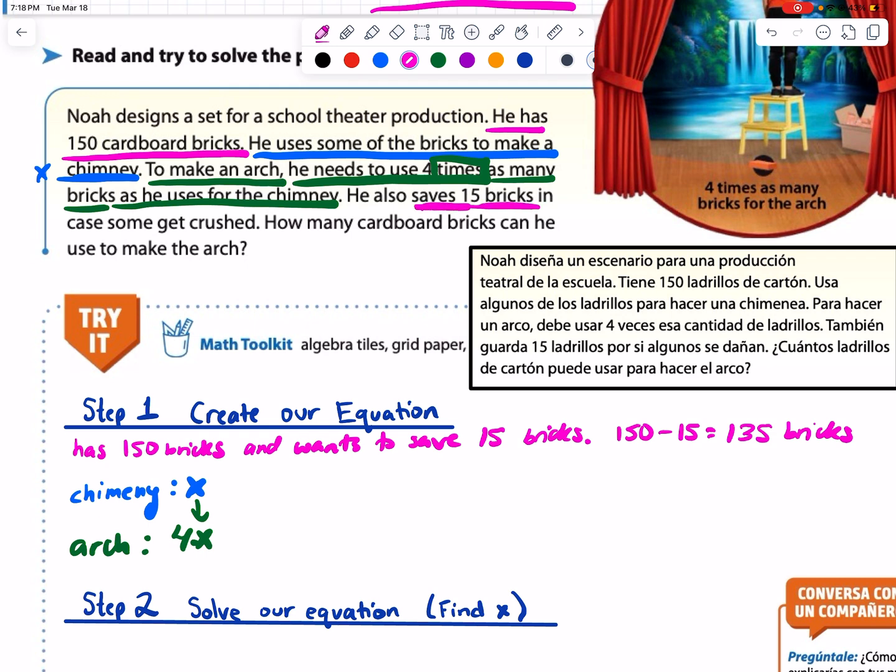He saves 15 bricks. And then lastly, how many cardboard bricks can he use to make the arch? So we need to find out how much for the arch. This is already an equation waiting to happen. The amount of bricks for the chimney and the amount of bricks for the arch should equal 135 bricks.